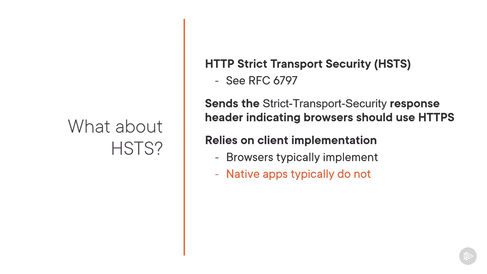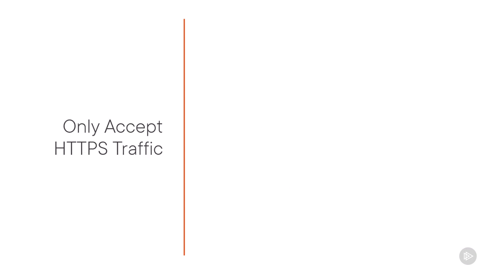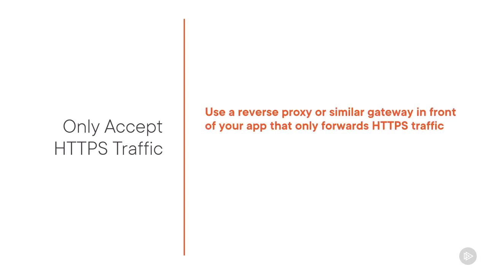As with the HTTPS requirement, it's better not to accept insecure requests in the first place than to try and use a middleware solution like HSTS, which is defined for browser use. The recommended way to ensure your API only accepts requests using HTTPS is to put the API application behind a reverse proxy and only forward on requests that are using HTTPS.